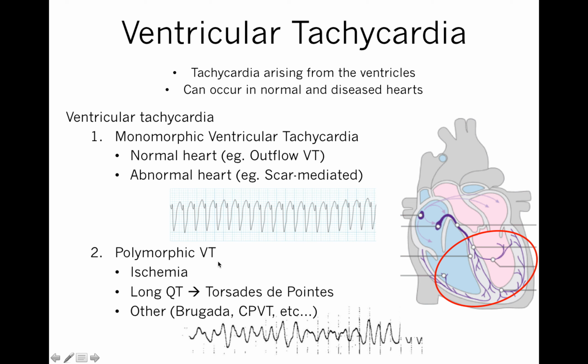Polymorphic tachycardias are usually due to an acute process. So if there's active ischemia, for example, a patient is having a STEMI and there's a blocked artery, they can develop polymorphic ventricular tachycardia. Or if they have what's called long QT, so they have a long QT interval, because of whatever reason, that can lead to torsade de pointes. And torsade de pointes looks like a polymorphic ventricular tachycardia.